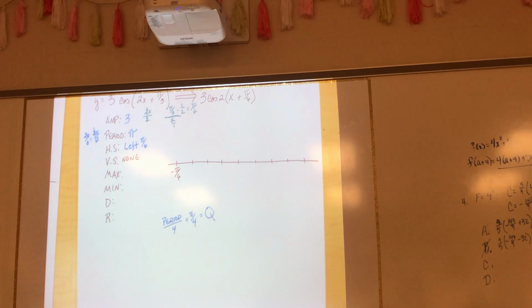Pi over 4. Okay? So I want you to find at least 3 tick marks. Go. We don't have a lot of time, so I want to finish this problem before we leave.